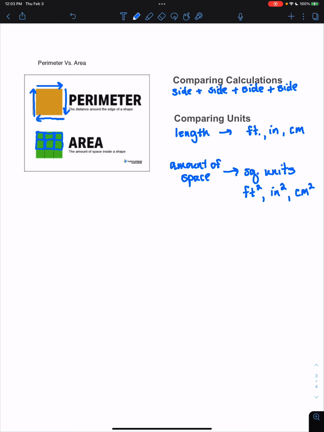For area, instead of adding up all the sides, we're going to multiply the side times a side for area. And that is going to give us our square units, a side squared. So we are multiplying when we find the area, and we're adding when we find the perimeter. Hope that helps.